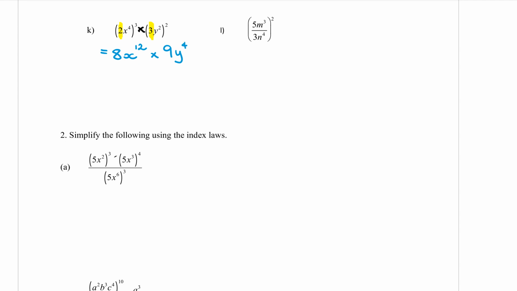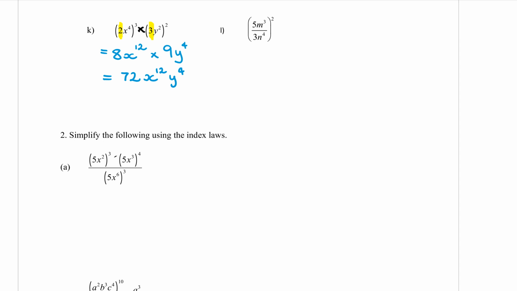Now, once we've done the brackets, we can do the multiplication. So we can go 8 times 9, and we get 72. But they have different bases, so we can't actually add those powers together. Please don't add those powers together. That rule only works for the same bases. We will just have to write them down here as 2 separate bases, x to the power of 12, y to the power of 4, and that's all we can do.